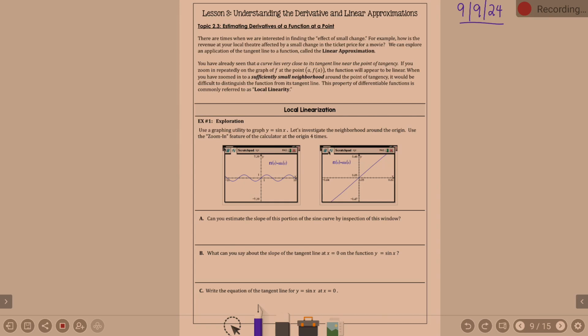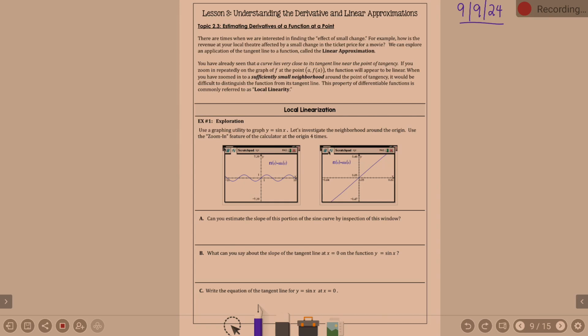There are times when we are interested in finding the effect of a small change. For example, how is the revenue at your local theater affected by a small change in the ticket price for a movie? We can explore an application of the tangent line to a function called the linear approximation. And this is where we're going to use our tangent lines here.